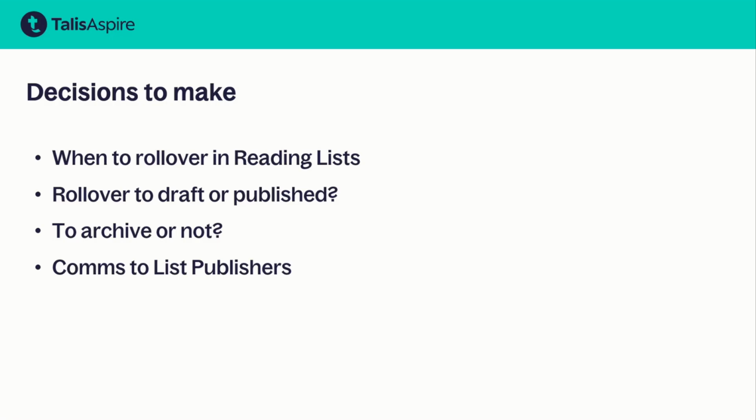Rolling over to published ensures that the new list is immediately available and can be accessed immediately by students, but then of course you'll need to ensure that all of those lists are updated before the start of term. So either approach has its own pros and cons. It will be up to you to decide what works for you.